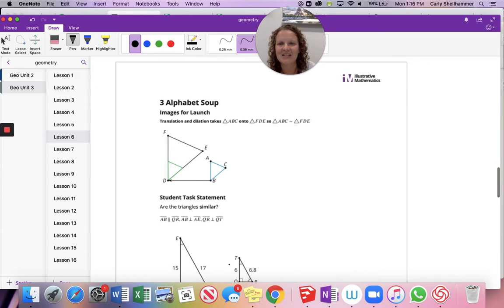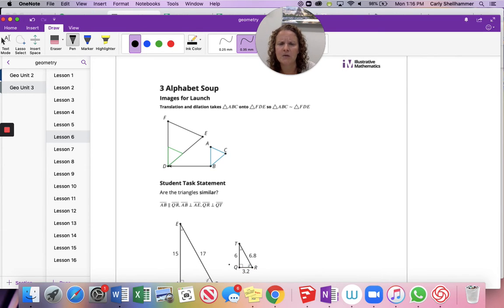All right. So let's look at this one. Alphabet soup. A translation and dilation takes triangle ABC onto triangle FDE so that they are actually similar. Notice we've named them in the correct order, so triangle ABC is similar to FDE, and that's what that symbol means. First we did a translation by directed line segment BD, and then we did a dilation, center D.